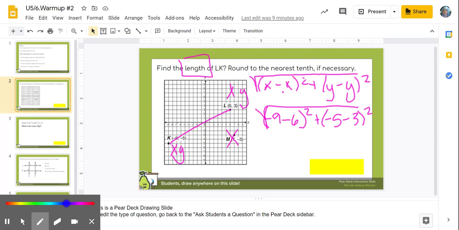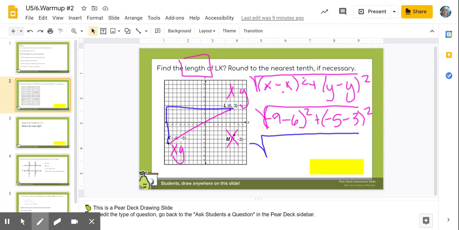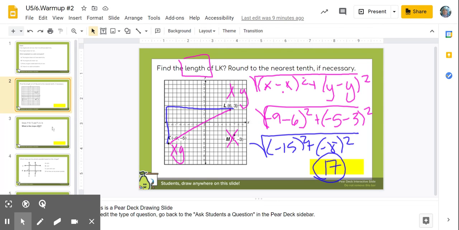Or you can make this right triangle and count up and over. So either way you do it, let's do it this way. Negative 9 minus 6 more is negative 15. And negative 5 minus 3 is negative 8. Don't forget the squareds, and I think you end up with 17. Questions on that? It's pretty straightforward calculating, right?